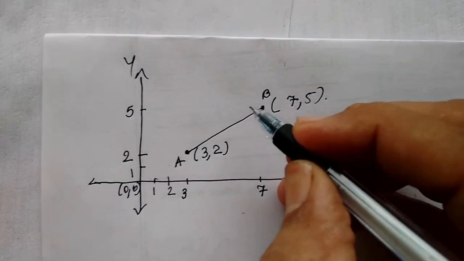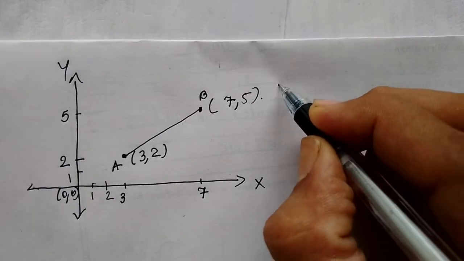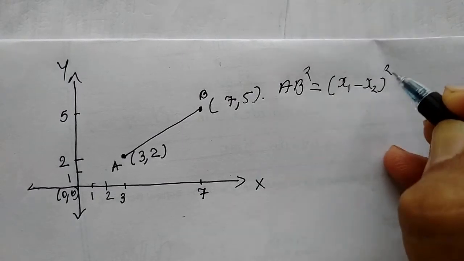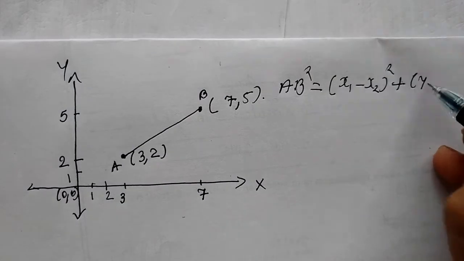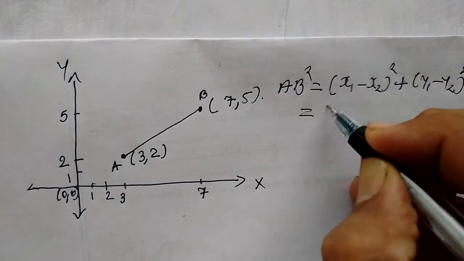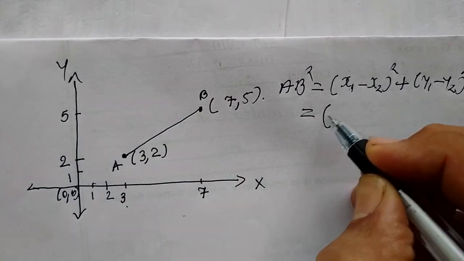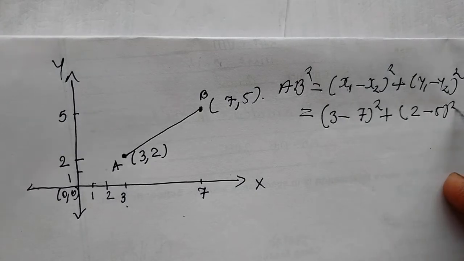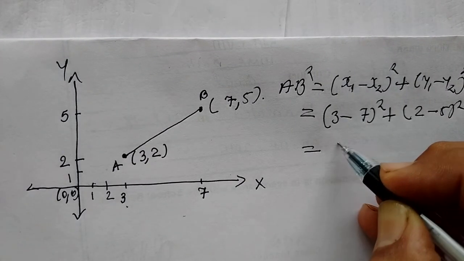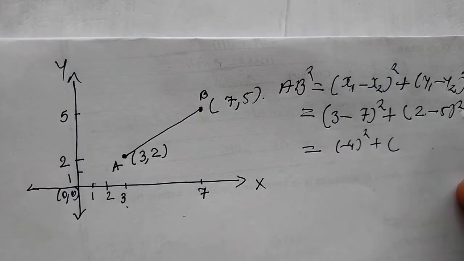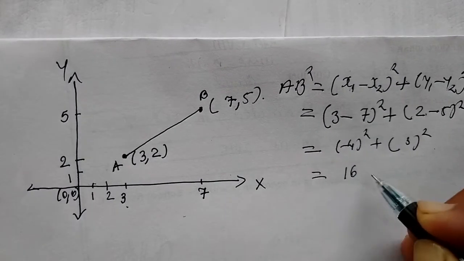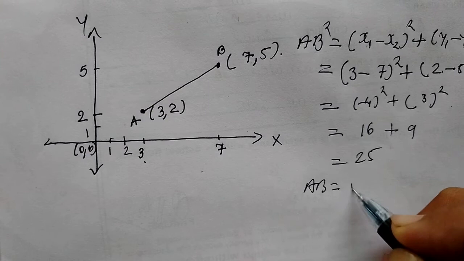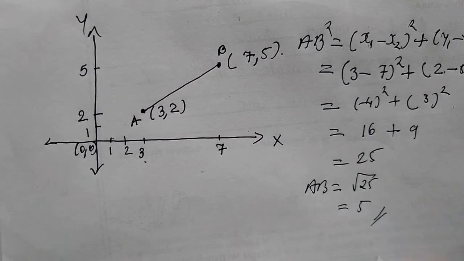Now find out the distance AB, children. Now it is very easy, children. You can see that just now I taught the formula AB square equals (x1 minus x2) square plus (y1 minus y2) square. Now children, what is x1? x1 is 3. What is x2? It is 7. What is y1? 2 minus 5 square, children. Now 3 minus 7, that is minus 4 square, plus 2 minus 5, it is minus 3 square, 16 plus 9, 25. AB is equal to root 25, that is 5, children.